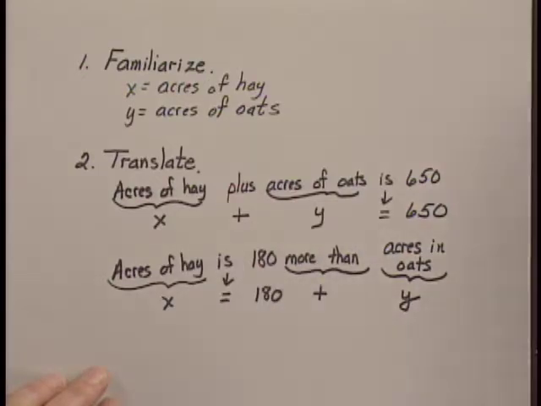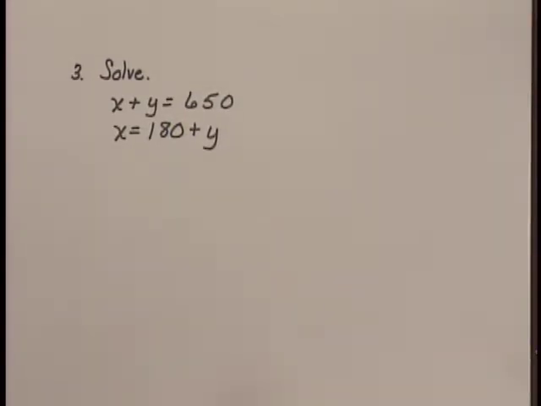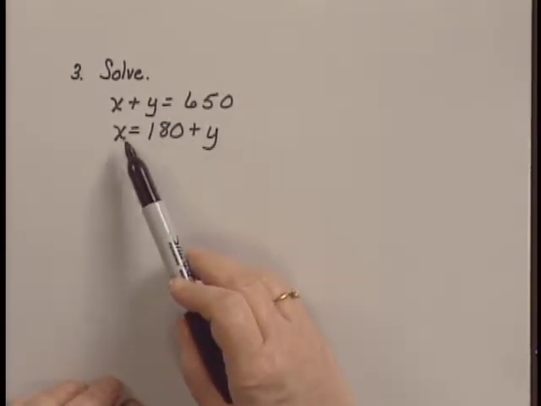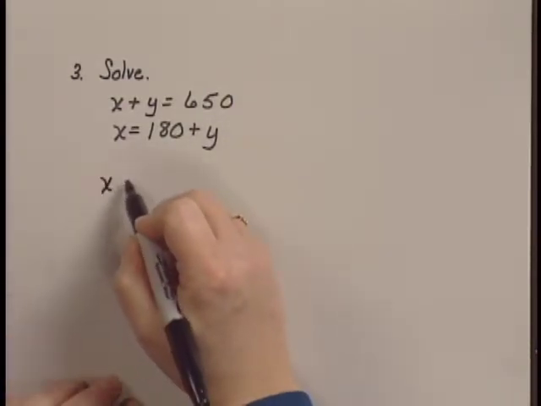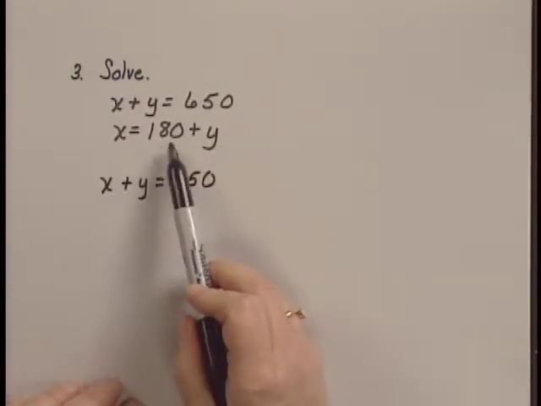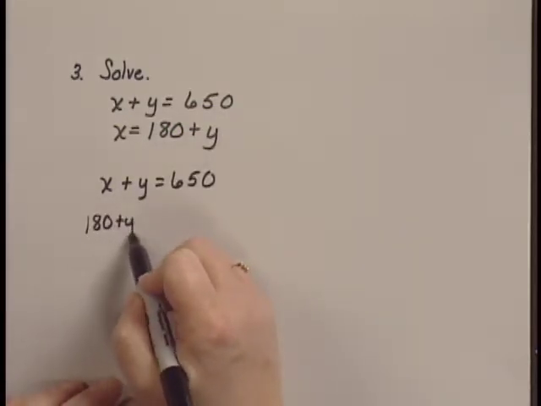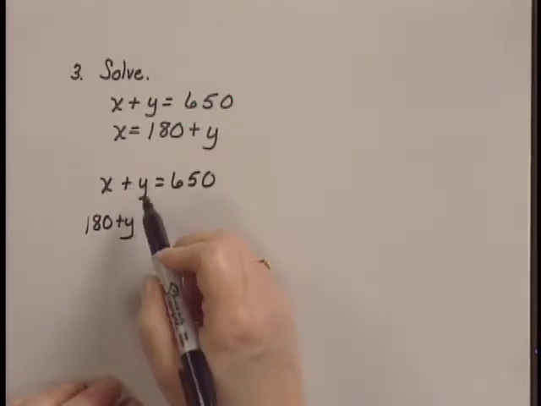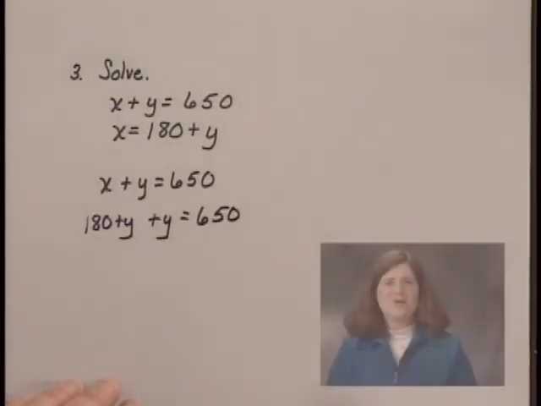We have two equations and two unknowns, x and y, so we can move to our third step, which is to solve this system of equations. I'm going to solve this system using substitution, because I have that x equals 180 plus y as my second equation. So in my first equation, x plus y equals 650, I will substitute 180 plus y for x. I have 180 plus y, that's my x, then plus y equals 650.